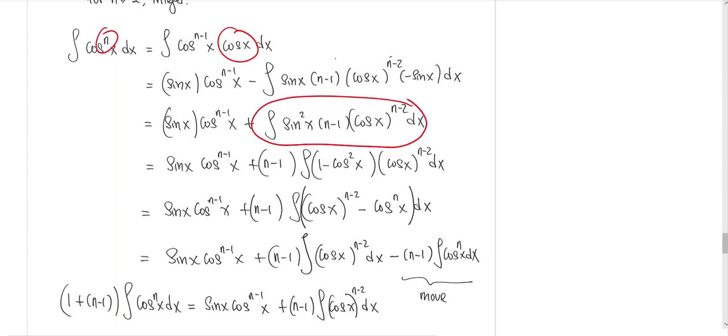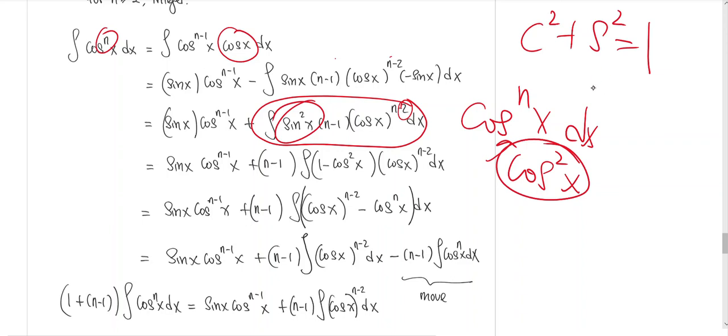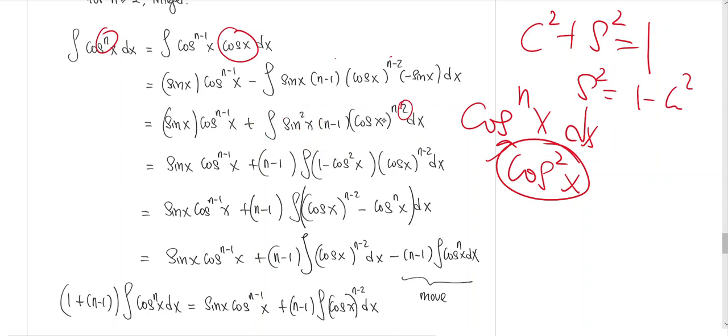So I probably can get cosine to the power of n again. I'm missing a cosine squared, and if I have a cosine squared, I will be able to do that. Remember that sine squared x and cosine squared x are related: cosine squared x plus sine squared x equals 1. So sine squared will equal 1 minus cosine squared, which is right here. So I'm changing my sine squared into 1 minus cosine squared x.